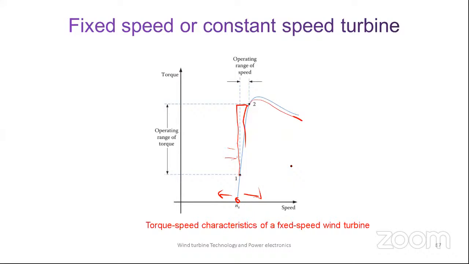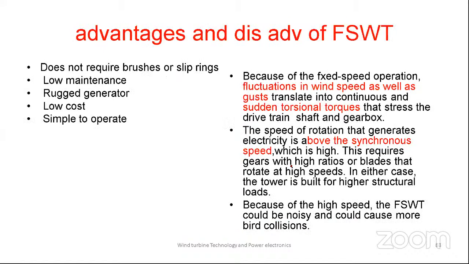Yeah, the wind power has to be withstood by the turbines. Okay, it is dissipated on the loads. Right. The advantages are that it does not require brushes or slip rings, low maintenance, low cost, and it is simple to operate because of the fixed speed operation. The disadvantage is the fluctuation in wind speed.